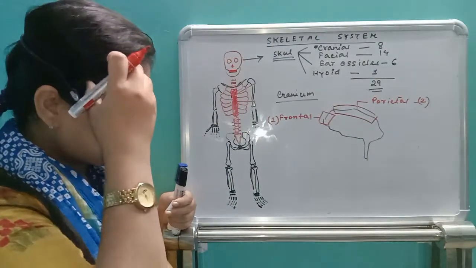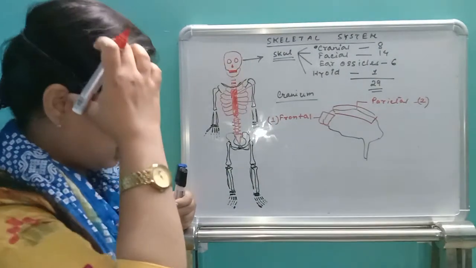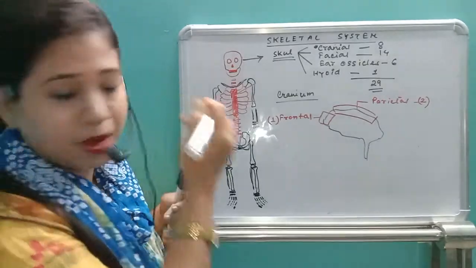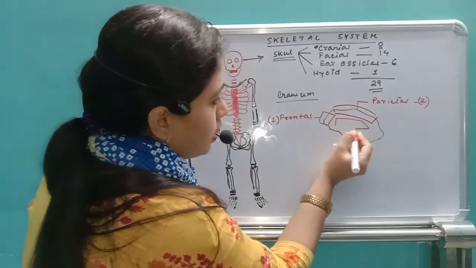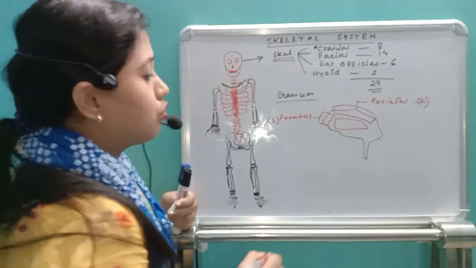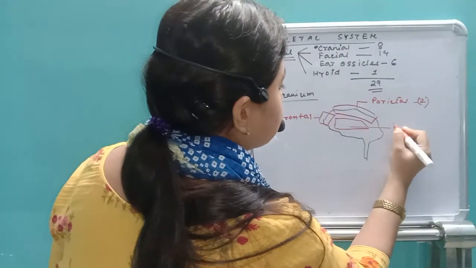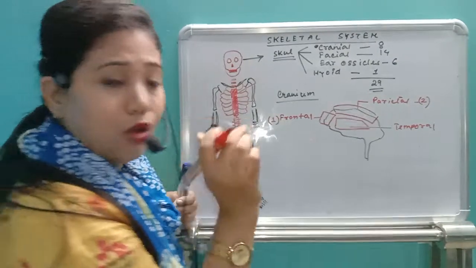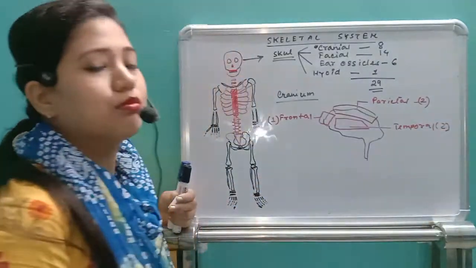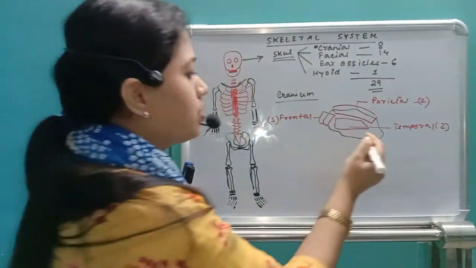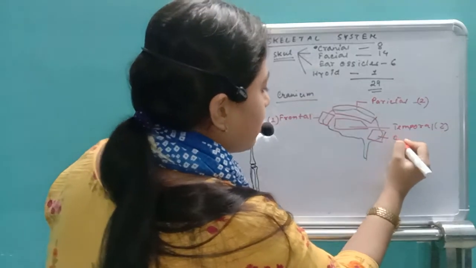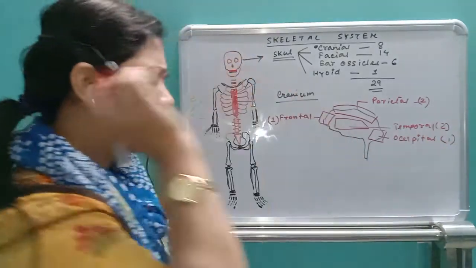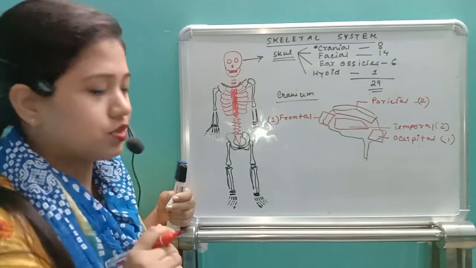Next one, just behind the parietal, on this side above the ear, this part, and on this side, this part. What is the name of this bone? This is called the temporal bone. We have 2 sides, here and here, so 2 temporal bones. On the back, what do we have? The last bone. This is called the occipital bone. We have only one at the back, so only one occipital bone.